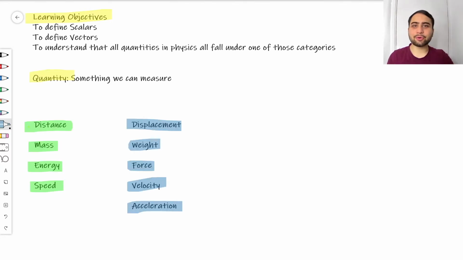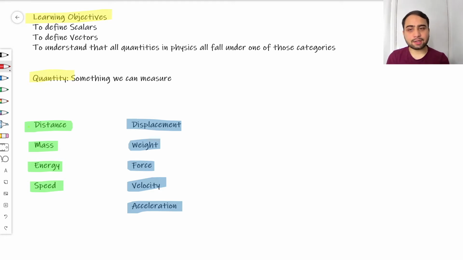Okay, so now on the board I have here a few quantities. Now, what is a quantity in physics? Well, that's just something we can measure, which as you'll come to find out very soon throughout your course, is pretty much everything. So I have here a few examples, and those are distance, mass, energy, speed, displacement, weight, force, velocity, and acceleration. Don't worry if you don't know every single one on here, you will very soon.